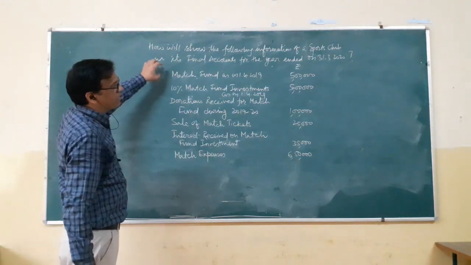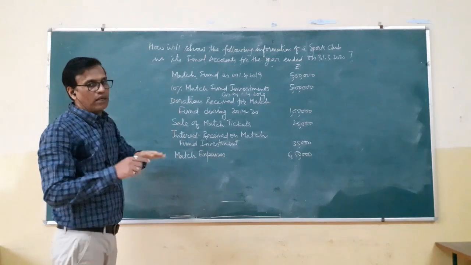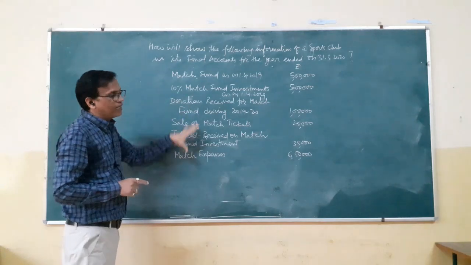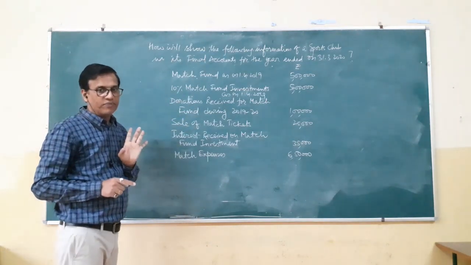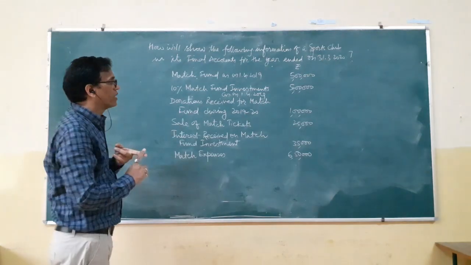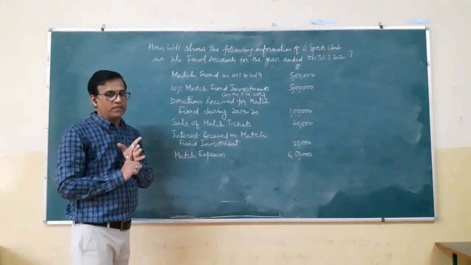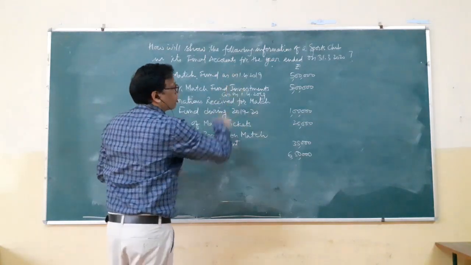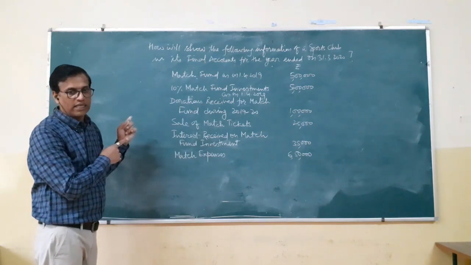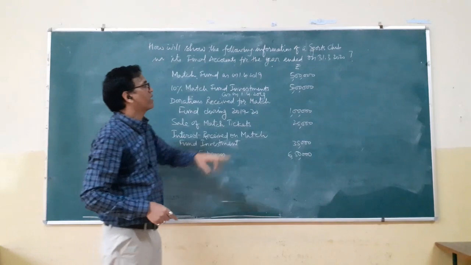If it says that you have to show it in both the income and expenditure account and the balance sheet, then you have to be very careful whether it is going to show a negative balance. In that case only, the match fund amount will go to the income and expenditure account. If it is showing only a positive balance, it will not go to the income and expenditure account. If it goes negative, we will show it the way I explained with the previous board examination question.